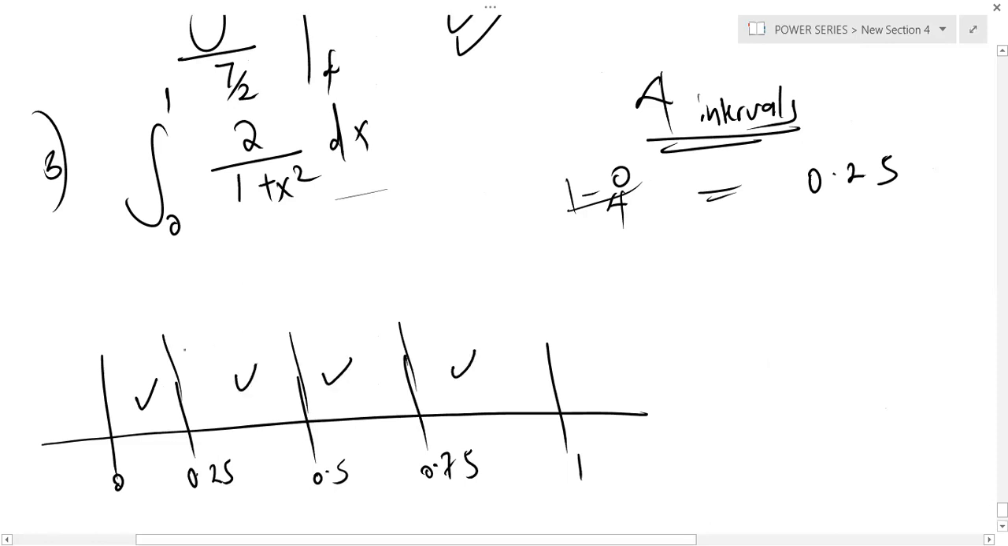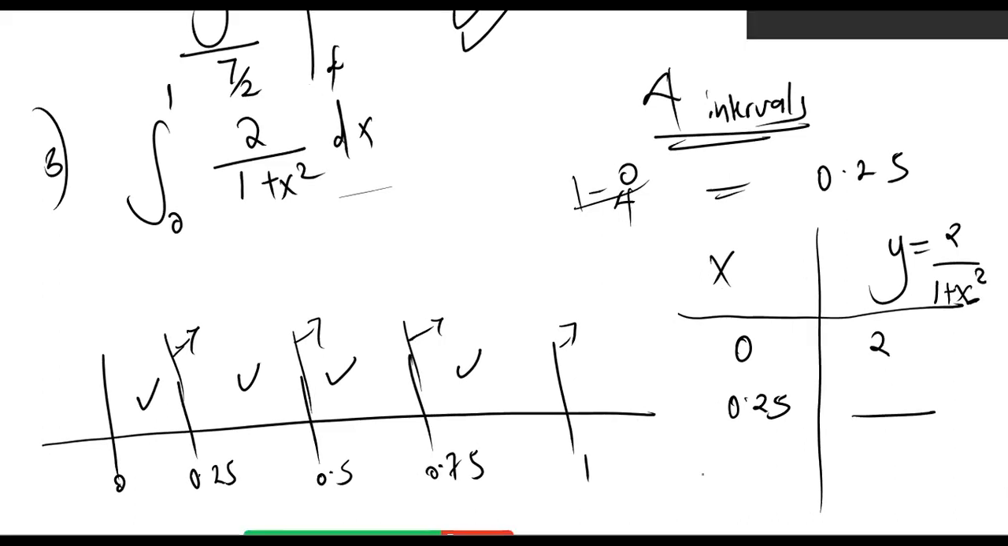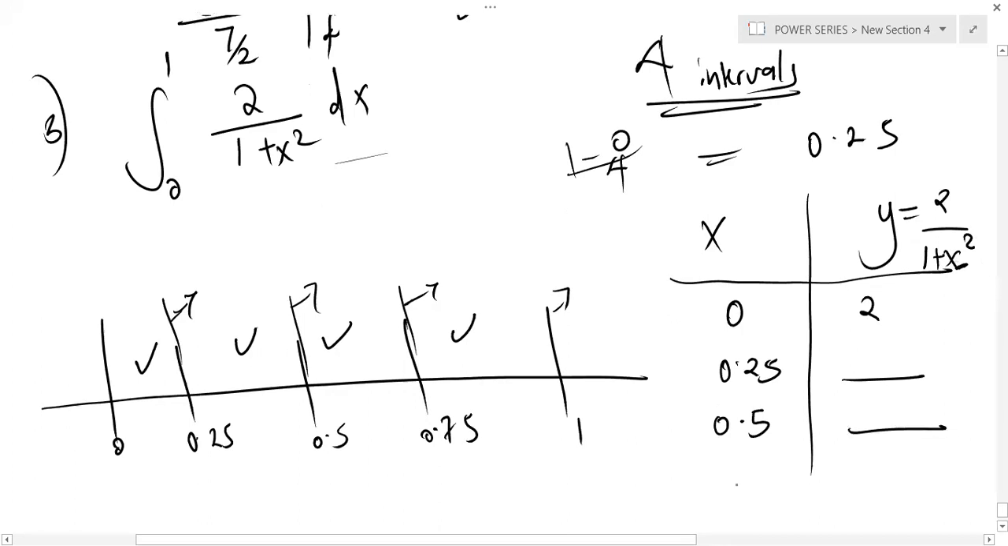So what you need to do is to get the y values. You need to get this y value, this y value, and this y value. How do you go about it? So have your section for x, have your section for y. y is equal to the function, which is 2 over 1 plus x squared. When x is 0, put 0 here, you will get y to be 2. When x is 0.25, come and put 0.25 here. You will get your answer. When x is 0.5, come and put 0.5 squared here. You will get your answer. When x is 0.75, come and put your 0.75 there. You will get your answer. Then come and use the which rule? Trapezoidal rule.